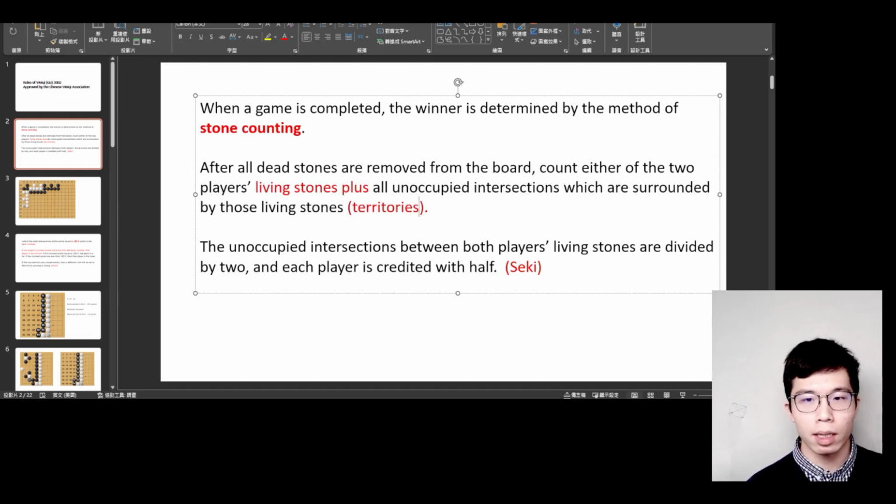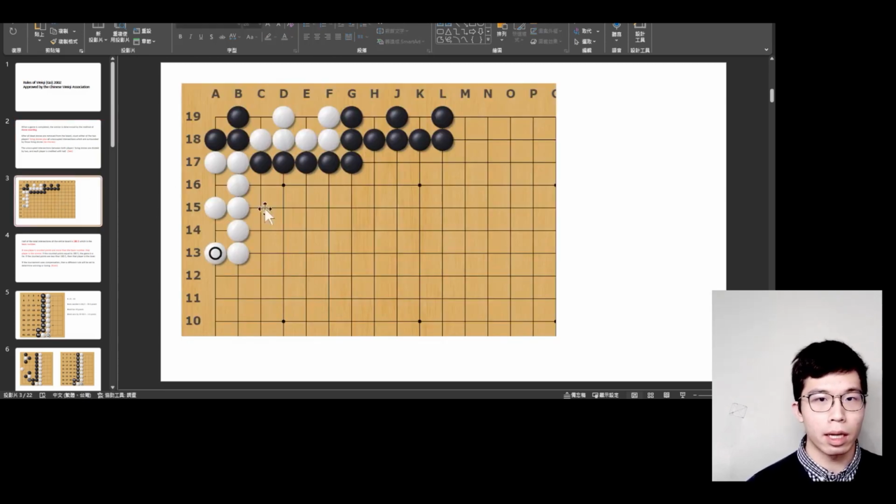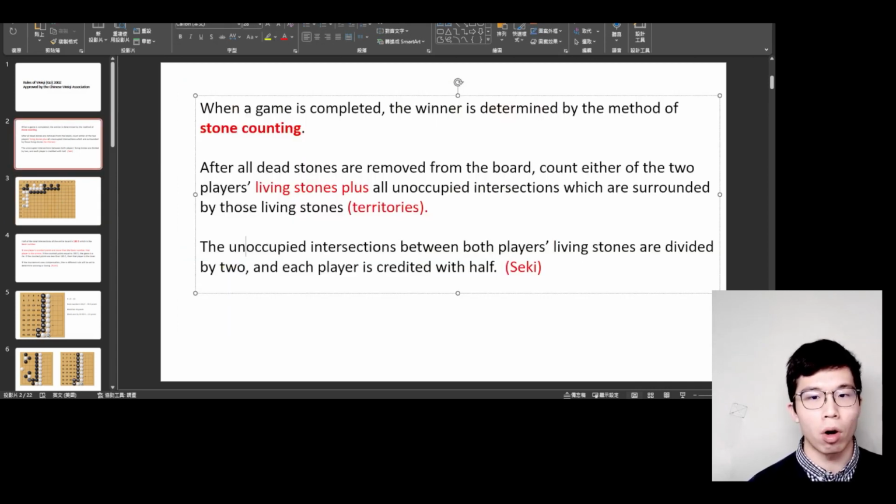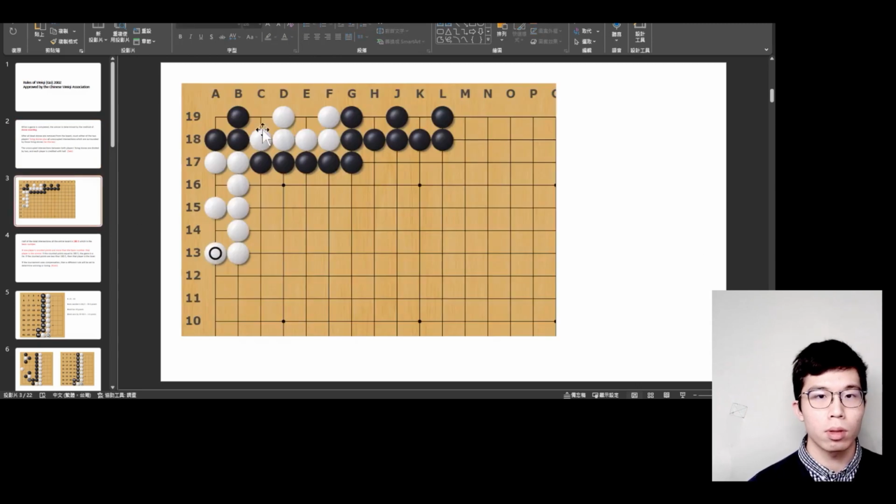The unoccupied intersections between both players' living stones are divided by 2, and each player is credited with half. What this means is the seki. Let's see. There is a seki. There is an intersection point that's unoccupied. So this point would be divided into 2 and credited to both players. So black will get 0.5 points or 0.5 stones at this point.